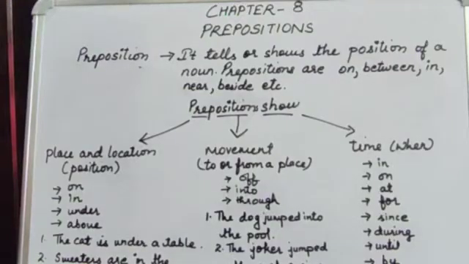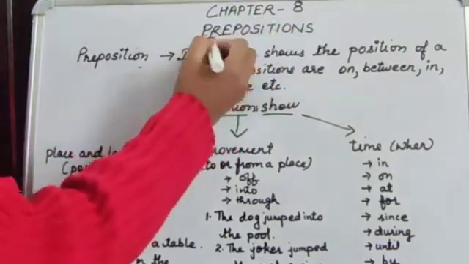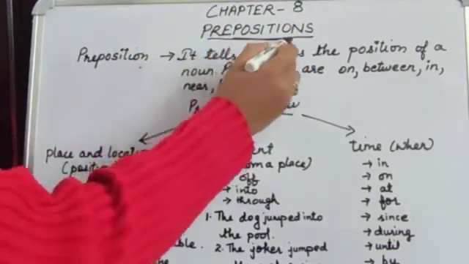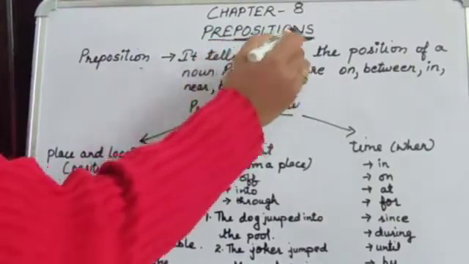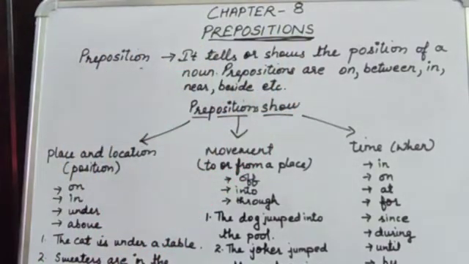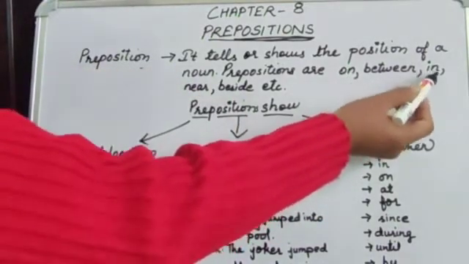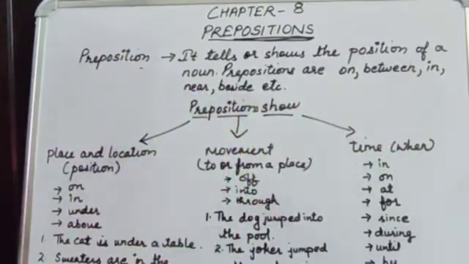Class, now we will do the next chapter, that is preposition. Okay, so let's start. We will do chapter number 8, preposition. You can see the word position over here. So what are prepositions? Prepositions are the words that tell the position of a noun. Preposition words are on, between, in, near, beside and many more.